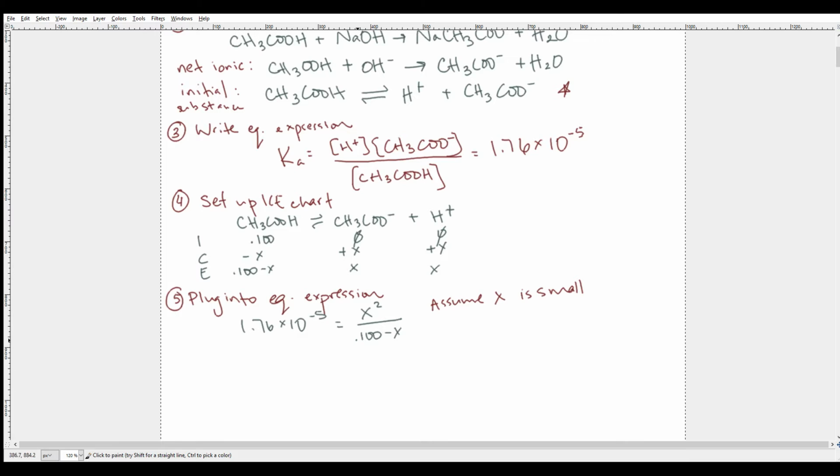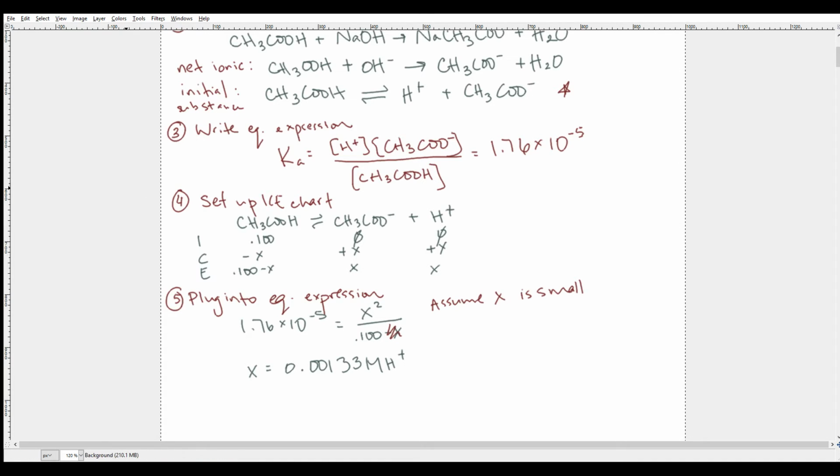If you do that, you'll end up crossing out the x that's being compared to something else. So you'll end up with an x that's equal to 0.0013, I want 3 sig figs, 0.00133. I know x is equal to the concentration of hydrogen, so there it is.